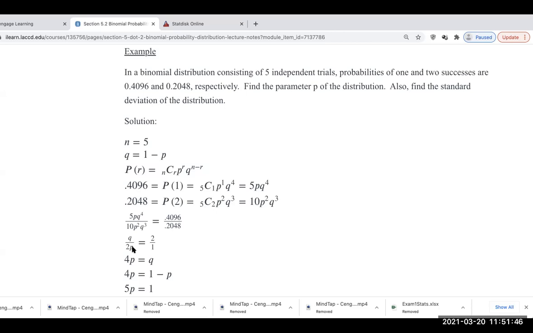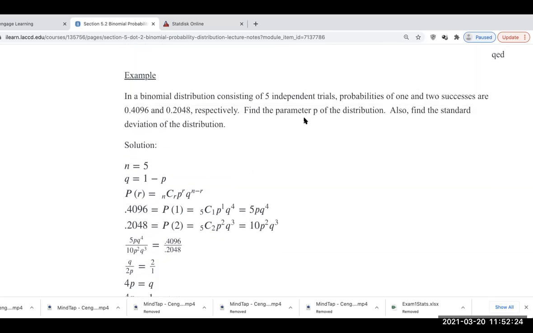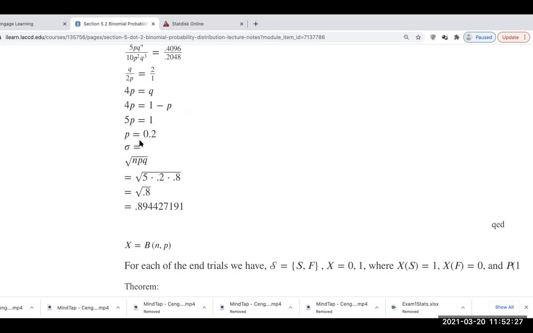Multiply both sides of my equation by 2p. So 4p is q. Let's rewrite q as 1 minus p. So 4p is 1 minus p. Add p to both sides of my equation. And so 5p is equal to 1. Divide both sides by 5. So p is equal to 1/5, 0.2. And that's what we wanted to determine. So p is 0.2.